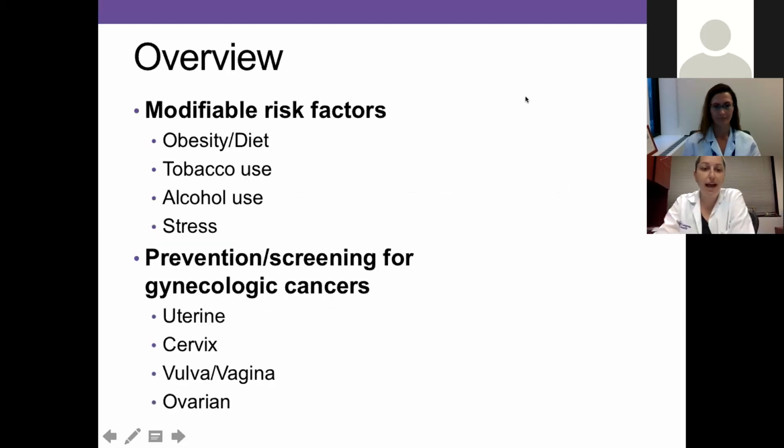The first half of my talk will be focused mainly on modifiable risk factors, and then we can get into the specific prevention and screening for the specific cancer sites.